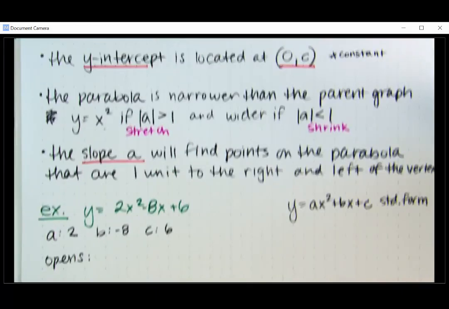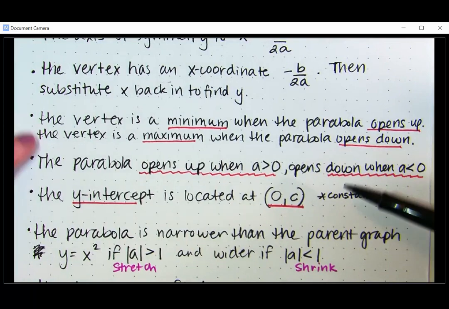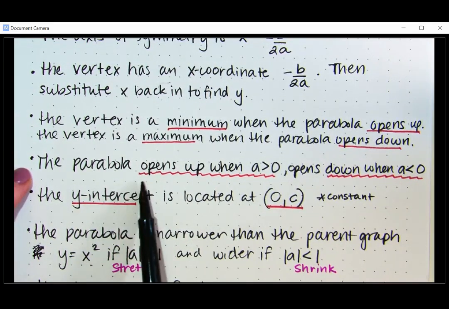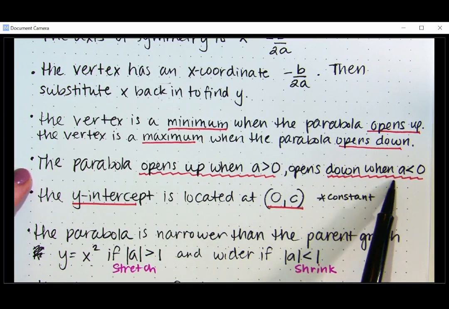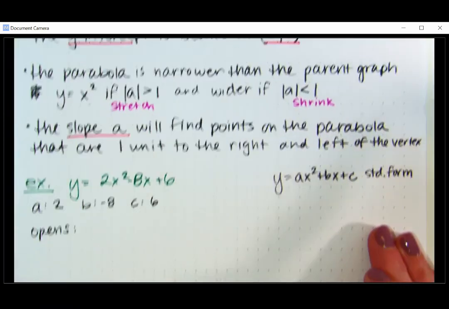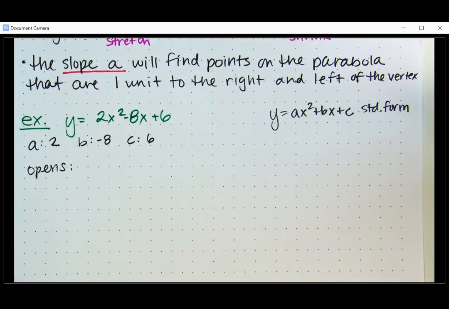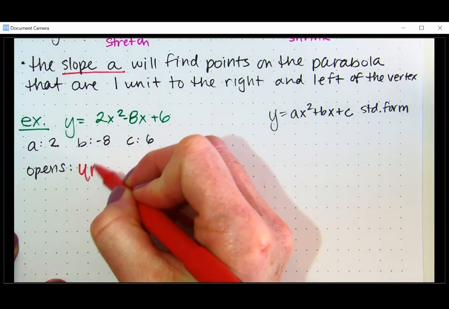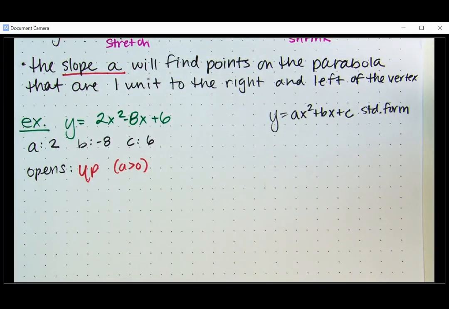So if we look back at where that information is, right here, the parabola opens up when a is greater than 0, down when a is less than 0. So my a in this case is greater than 0, so it's going to open up. And that's because a is greater than 0.